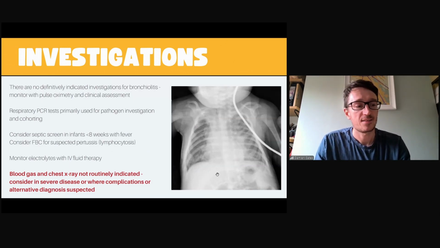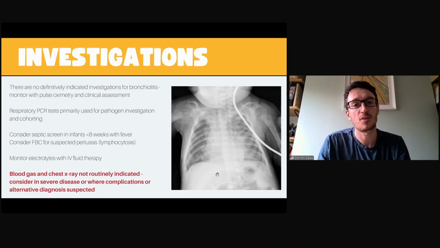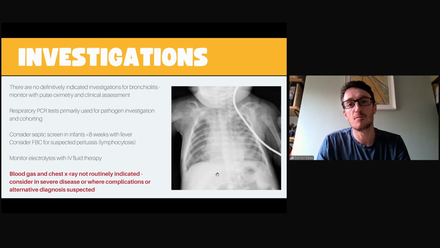Investigations for bronchiolitis: there are actually no definitively indicated investigations. You can monitor patients with bronchiolitis using pulse oximetry and with your clinical assessment, i.e. how do they look, what's their heart rate doing, what's their respiratory rate doing. There's nothing otherwise that is really necessary to guide your management other than in some particular circumstances.